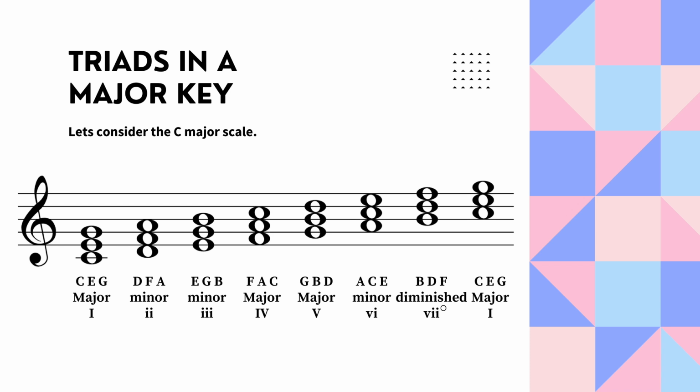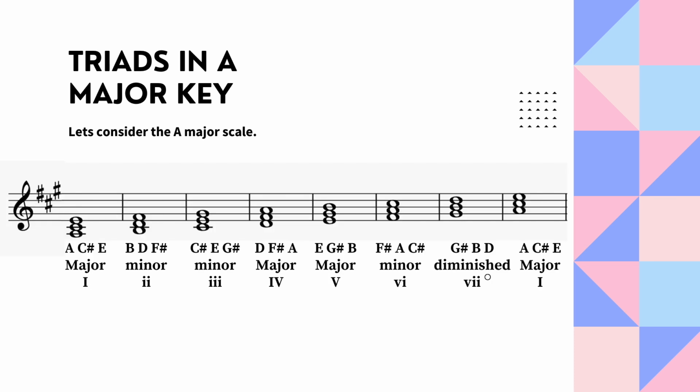In all major keys, the 1, 4, and 5 triads are major, the 2, 3, and 6 triads are all minor, and the 7 triad is diminished. Because of this, each key uses the same Roman numerals for its diatonic triads. Let's take a look at one more example.